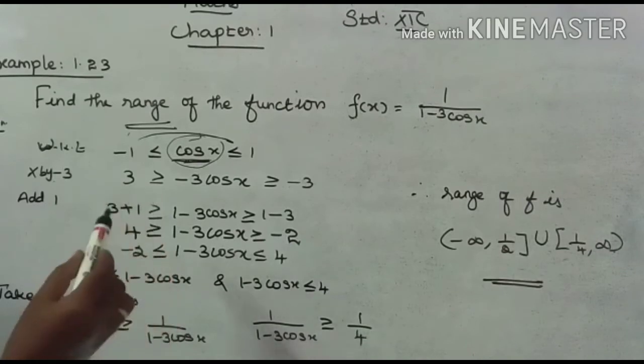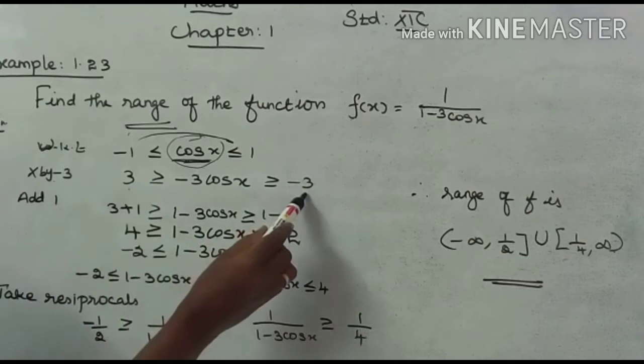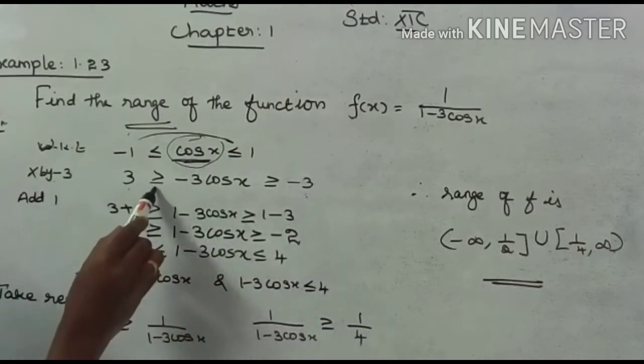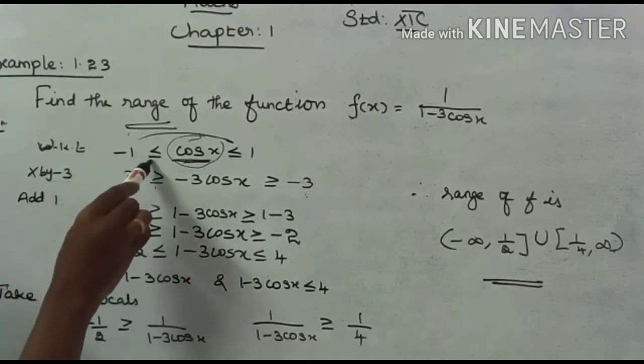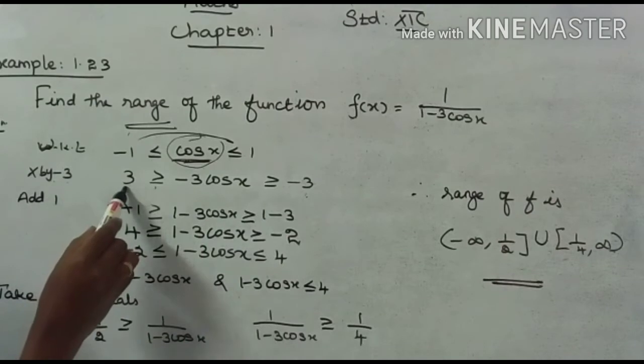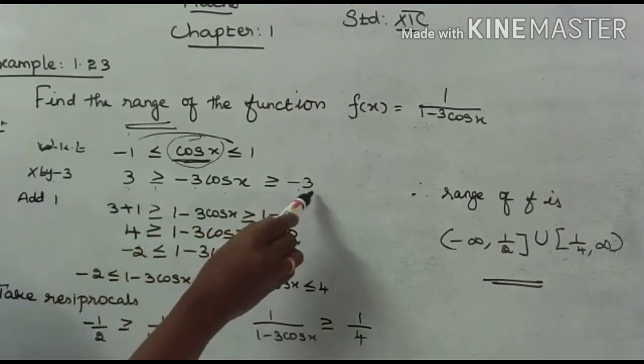Negative into negative, we get positive, and positive is the greater number. This is positive, this number is negative. So the inequality also changes: less than or equal becomes greater than or equal. So 3 greater than or equal to minus 3 cos x greater than or equal to minus 3.